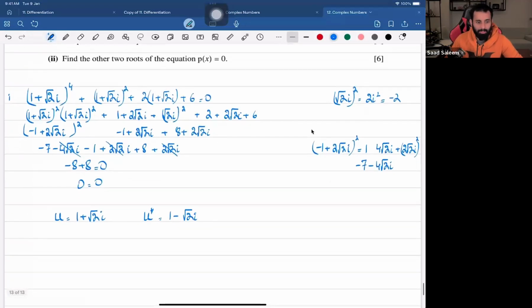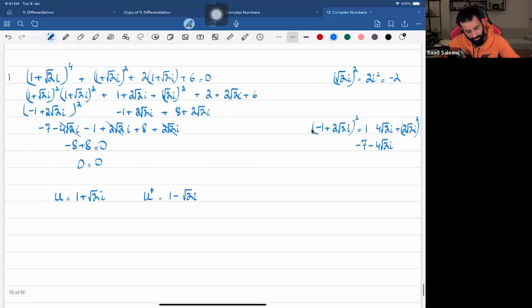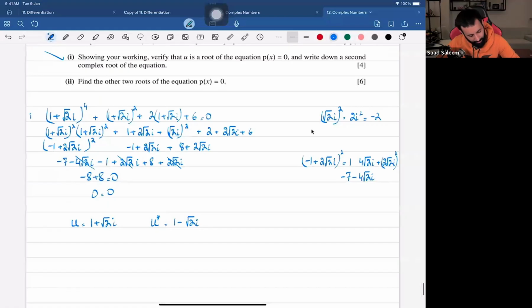Okay, part 2 is to find the other two roots of the equation P of x equals 0. We've already found two roots. Let's use these two roots to go back to the 4th degree polynomial. So this is one root, which instead of using u, let's use x. So x minus 1 minus root 2 iota, and the other would be x minus 1 plus root 2 iota.